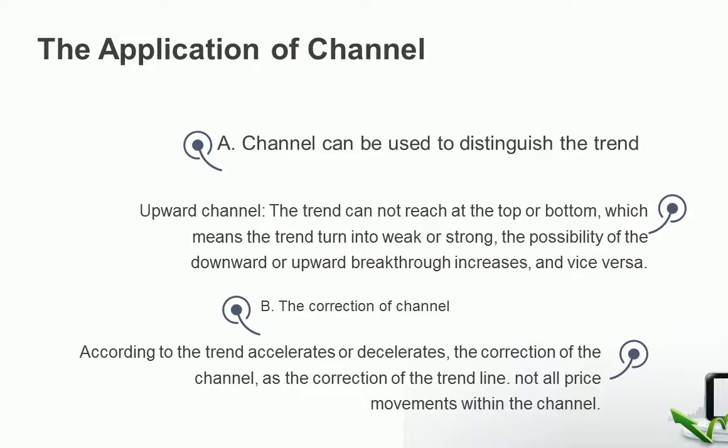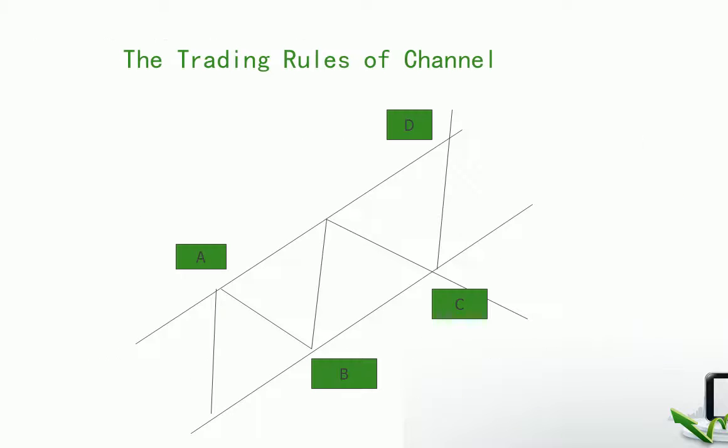The correction of the channel. According to the time, the trend accelerates or decelerates. The correction of the channel is a correction of the trend line, not all price movements within the channel. Okay, so if you see the trend has ended, you should draw another trend line, okay? Because the trend lines need to adjust. Okay, this is very important for us.